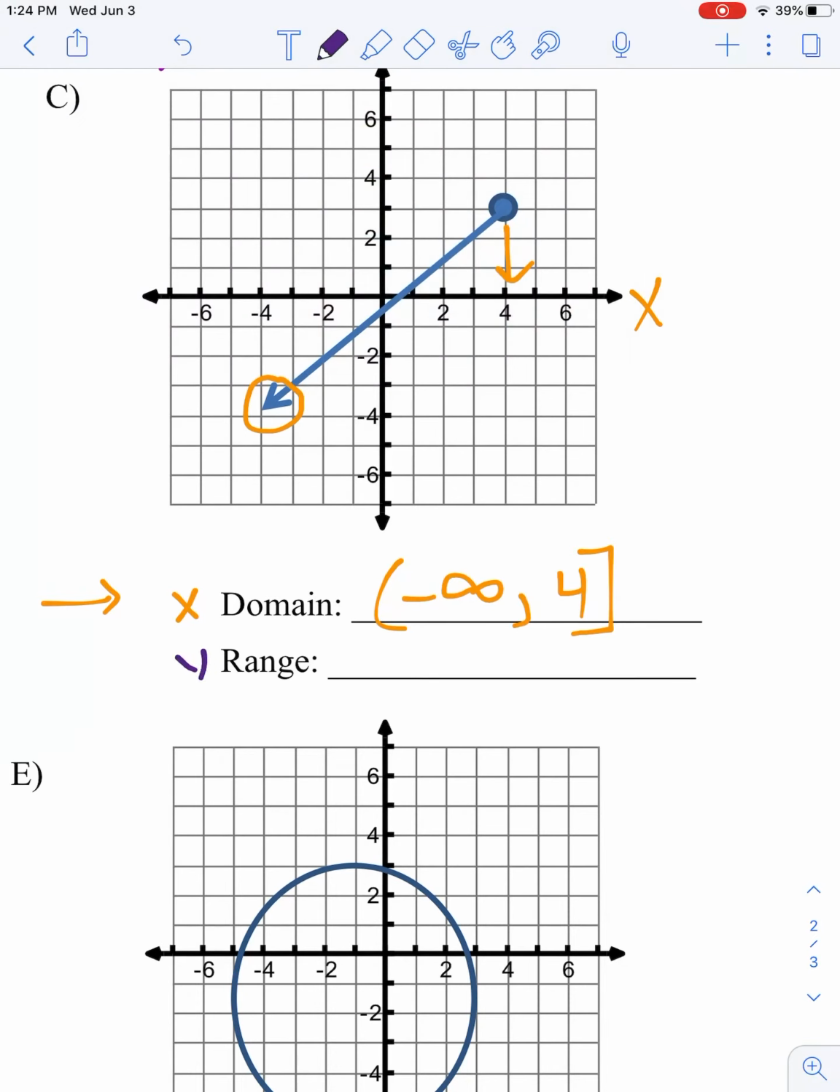Let's use purple for range. And for range, I'm looking lowest to highest. So when I look for the lowest point, once again, I have an arrow, and this time, I don't care about left or right. For range, I care about up and down. But since it's in the downward direction, that's also a -infinity. And then the highest point has a y value of 3. And that's closed, so I put a bracket there.